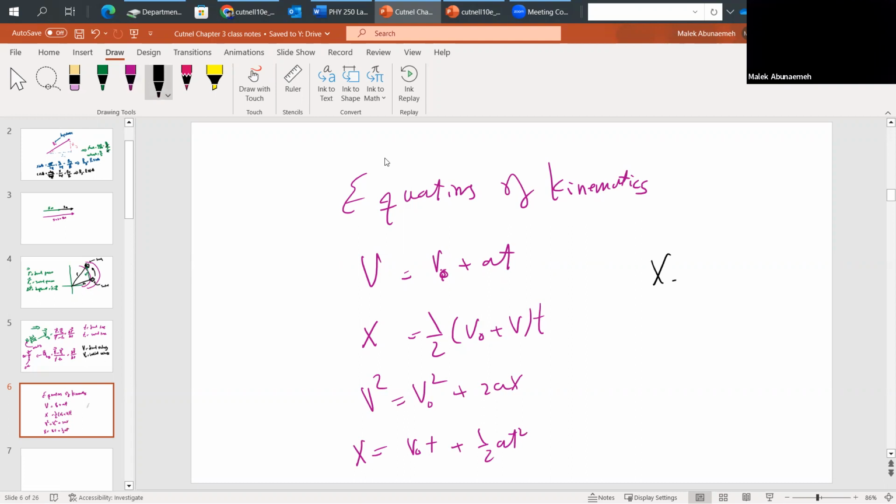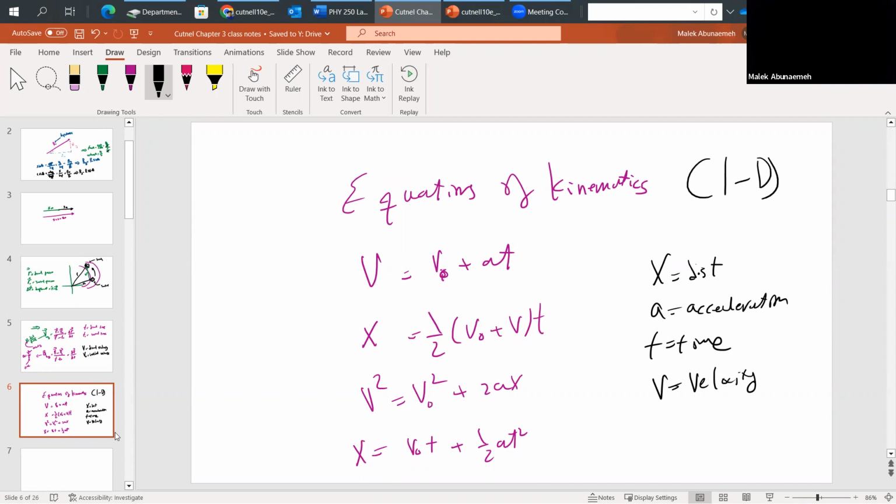And we defined x as the distance, A as the acceleration, T as your time, and V as velocity. Now, that's in 1D.